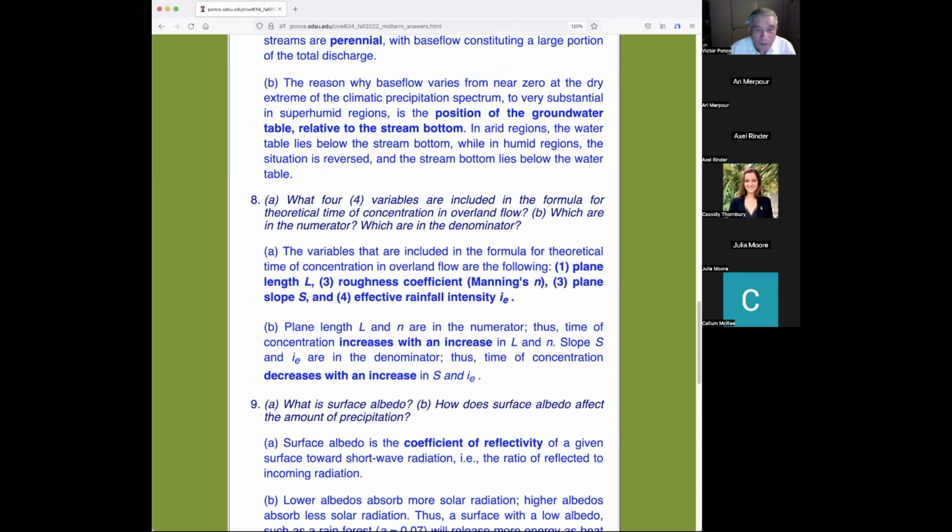Number 8, what 4 variables are included in the formula for theoretical time of concentration of overland flow? This was the easy question, by the way. Most of you, if not all, answered this question.